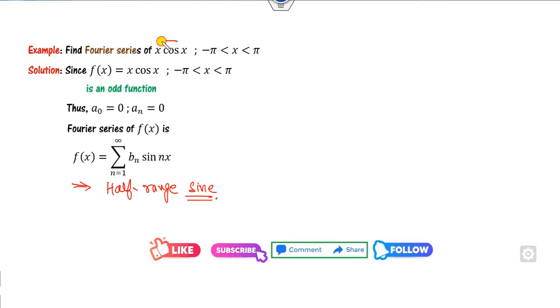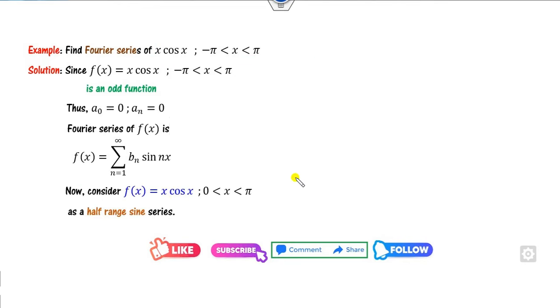So once it's a half range sine series, I can convert this domain from minus pi to plus pi to 0 to plus pi. Fine. Now you can see there is no need to break this interval into two parts, because the modulus is not given to you. Now what is your target? Your target is to find the value of bn, and because the function involves the trigonometry part, what is the coefficient of x? 1. So your target is to find the value of bn, and b1.